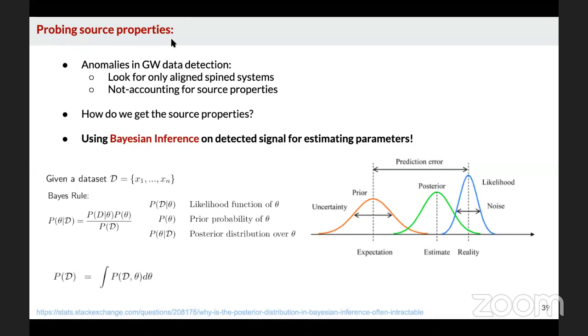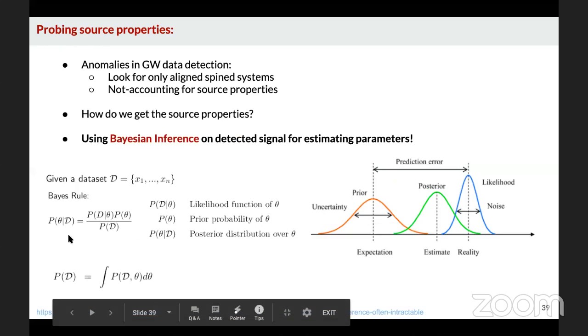We have detected from the match filter algorithm what source we are looking at, but that is not enough because we still don't know the source properties and other things. So what do we do? We use Bayesian inference for detecting the signal and for estimating its parameters. I won't go into the details here. This is the sort of thing we try to do. I'll rush through the slide.